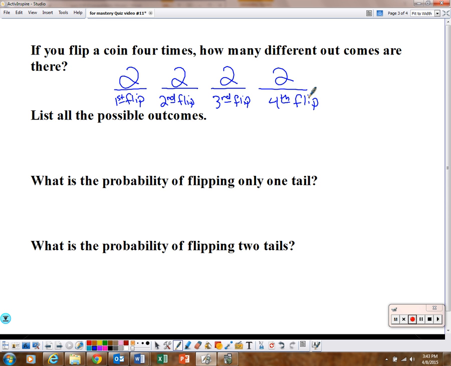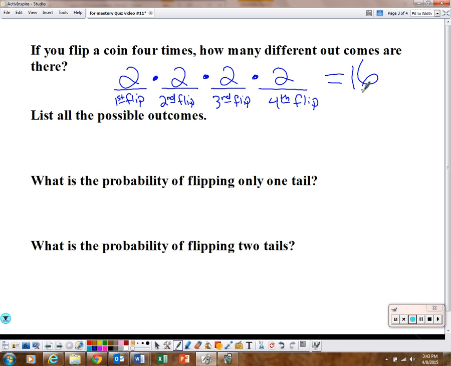So how many outcomes are there? This is where we multiply, the multiplication rule. 2 times 2 times 2 times 2. Well, 2 times 2 is 4. 4 times 2 is 8. 8 times 2 is 16. There are a possibility of 16. Now, list all of the possible outcomes. This could take a little bit of time. So there are 16 of them.